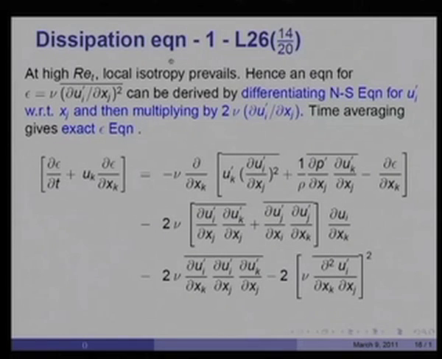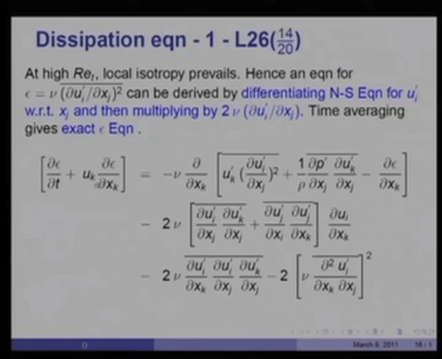How do we justify the dissipation equation about which I just mentioned? Now, at high Re_T, local isotropy prevails, and an equation for nu (dUi prime by dxj) squared can be derived by differentiating the instantaneous Navier-Stokes equation for ui dash with xj and then multiplying by 2 nu dui dash by dxj. If you then time average this new equation, then you get an exact equation for epsilon, the quantity that we have chosen for the second variable z. And that equation looks like this.